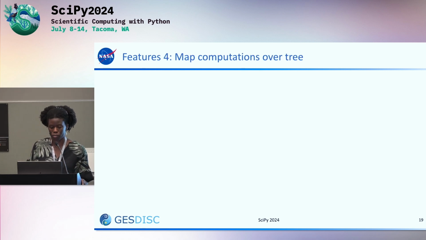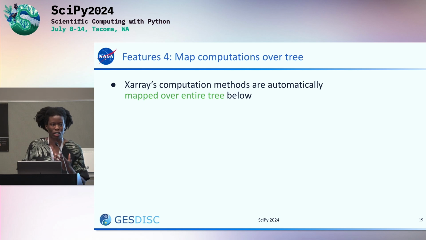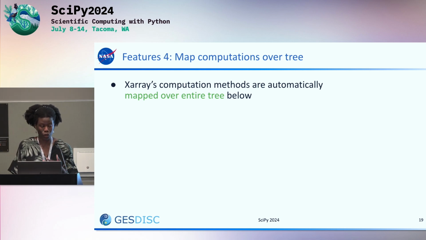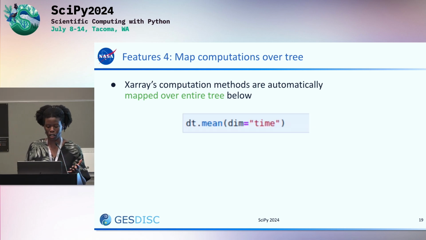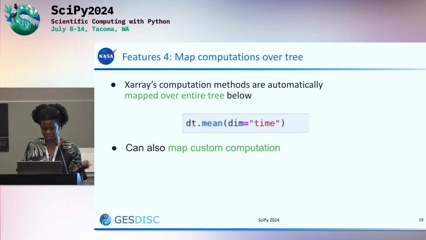The other really cool feature, I think all of them are cool, so I'm just going to say that they're all really cool, is that you get all of Xarray's standard computations, and you can map them over the entire tree. So if you just want to get the mean for the time dimension, dt.mean, you're able to do that.